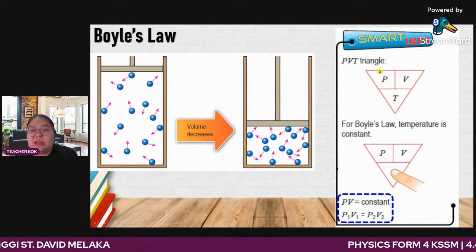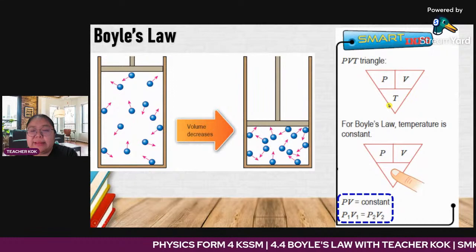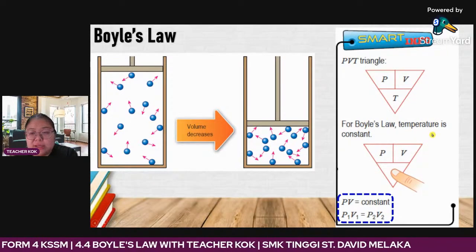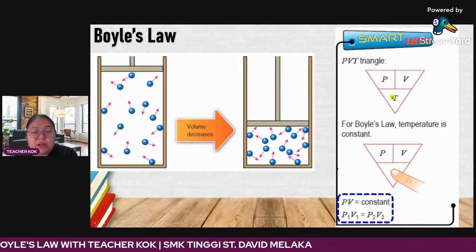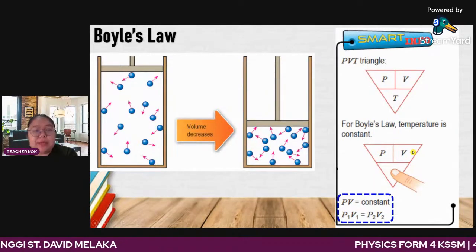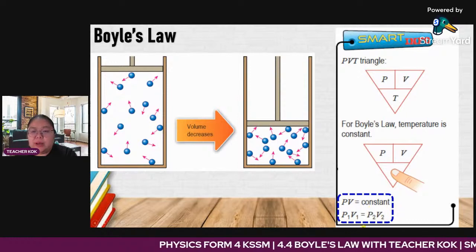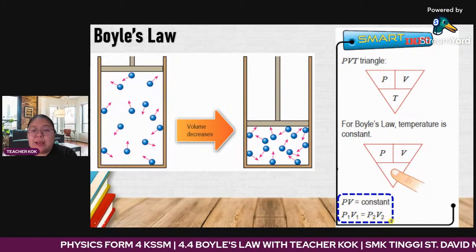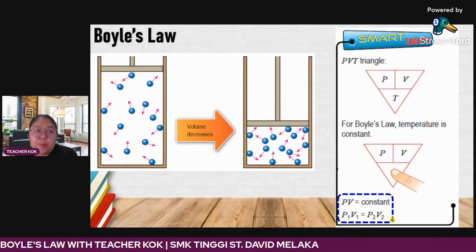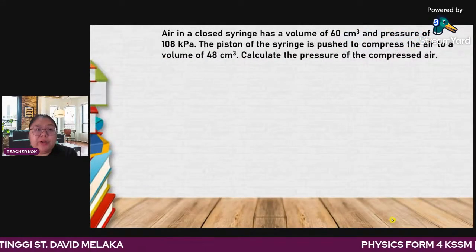You see the triangle. The triangle is made of P, V, T: P is pressure, V is volume, T is temperature. For Boyle's law, which one is constant? Temperature is constant, so you cover the temperature. When you cover the temperature, you see P and V side by side, so we can write PV equals constant. The formula is P1 V1 equals P2 V2. This is the formula for Boyle's law. So we have finished the Boyle's law formula.